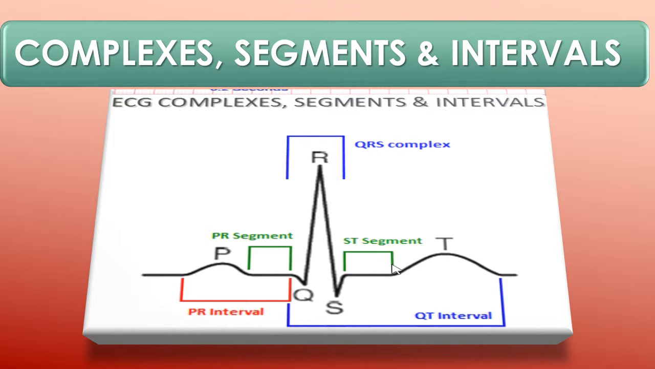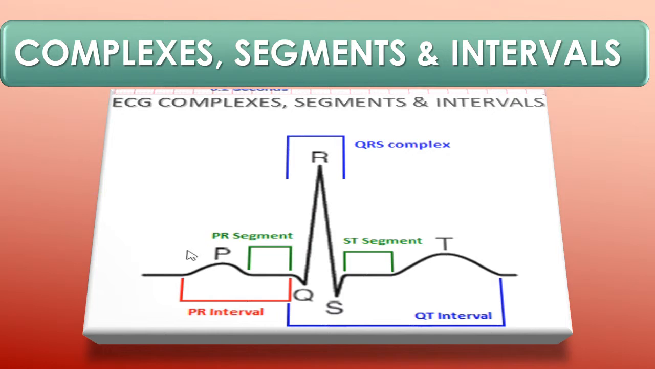The ST segment is not normally elevated greater than 1 millimeter or depressed greater than 0.5 millimeters from the isoelectric line. Elevations and depressions signal myocardial injury, ischemia, infarction, conduction abnormalities, or medication effect.